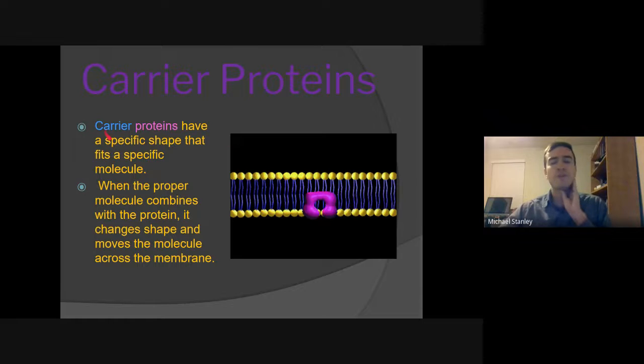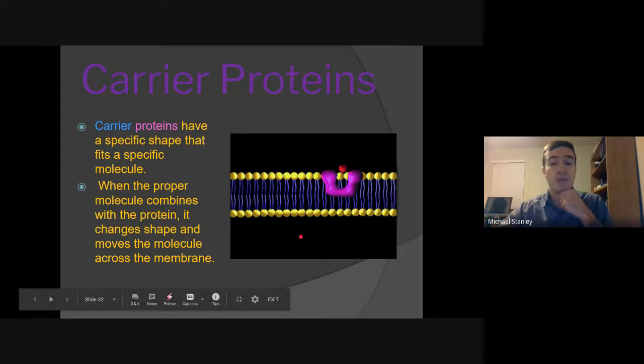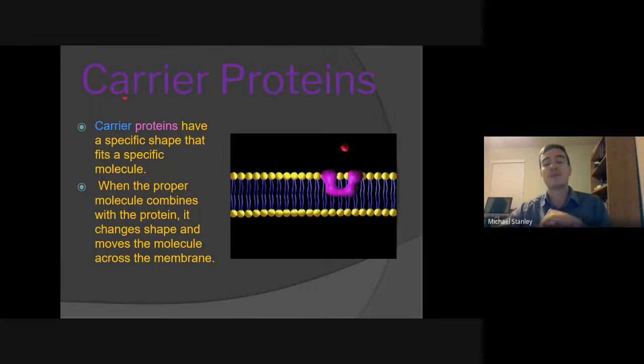So it's sort of like, if you remember when we talked about enzymes back a couple weeks ago, how they bind to certain molecules in certain ways. Carrier proteins are kind of similar to that. So instead of just kind of naturally letting the particle move through like a channel protein, instead it carries it across, just like the name said. Again, still does not require any energy.